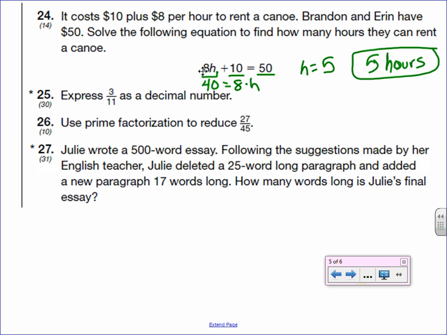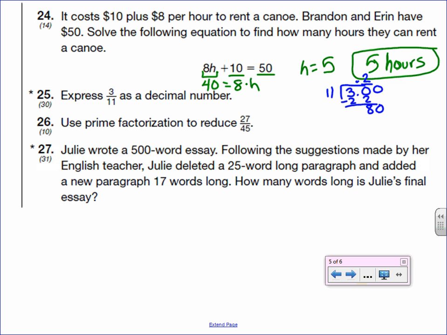Express 3/11ths as a decimal number. Well, I'm going to come over here and I'm going to divide 3 by 11. 11 can't go into 3, so I add the decimal point, and now I treat it like how many times does 11 go into 30? It can go in twice. 2 times 11 is 22. 30 minus 22 is 8.